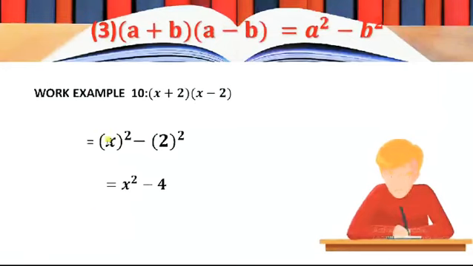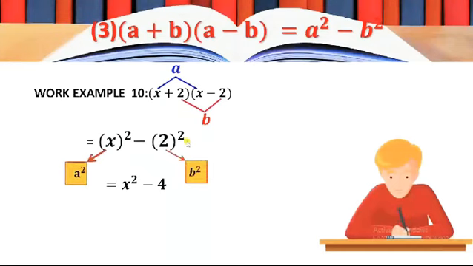Then I have taken work example 10, where there is x plus 2 multiplying with x minus 2, so x square minus b square. Here x and x are a, and 2 and 2 are b with opposite signs. So x is a square and 2 is b square. Simplifying, we get x square minus 4.